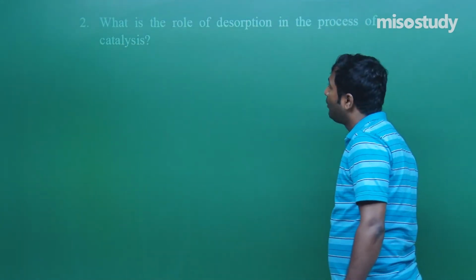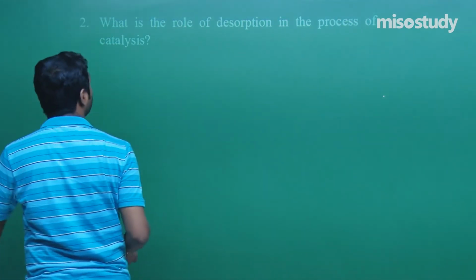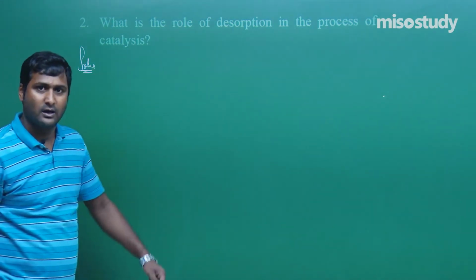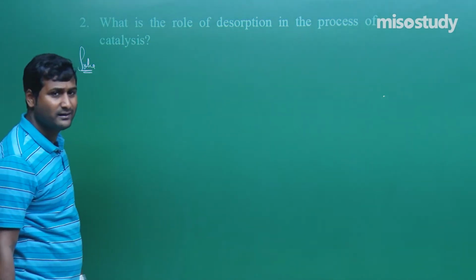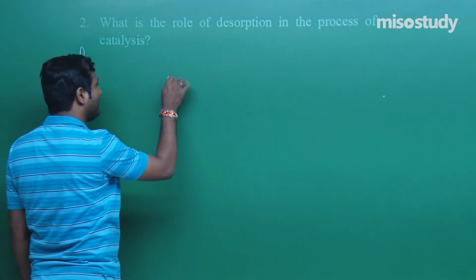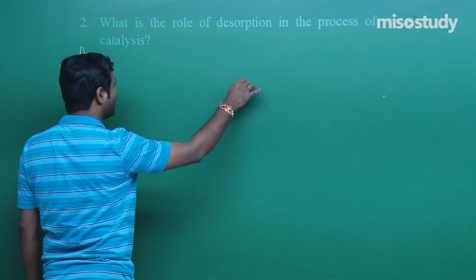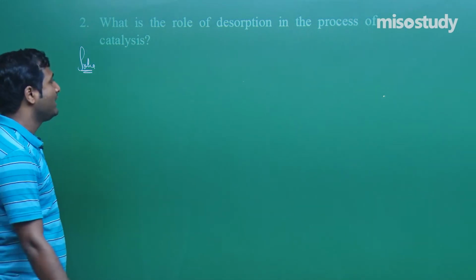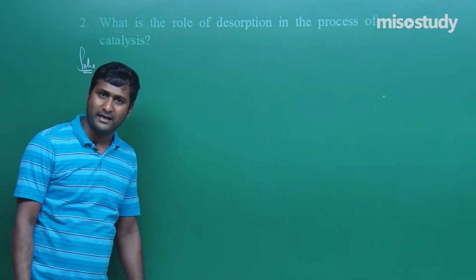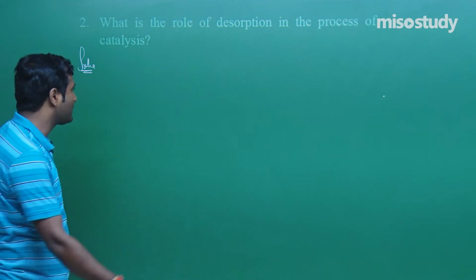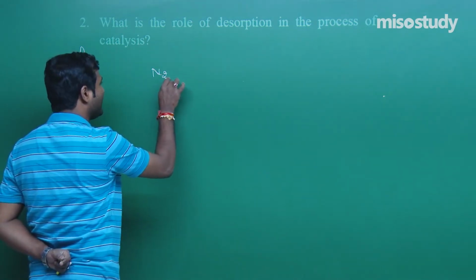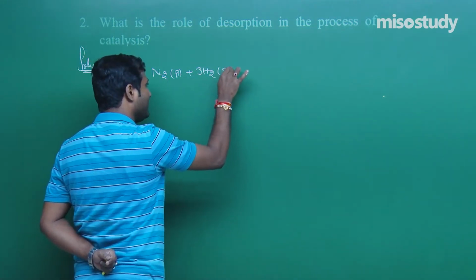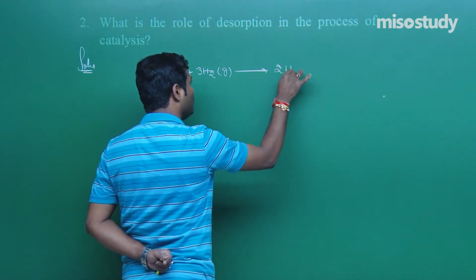Next one is, what is the role of desorption in the process of catalysis? First of all, we know what is catalysis. Catalysis is the process in which the rate of a reaction is increased by introducing a substance which enhances the rate of reaction without being consumed in the reaction. For example, N2 plus 3H2 gives you, my friend, 2NH3.